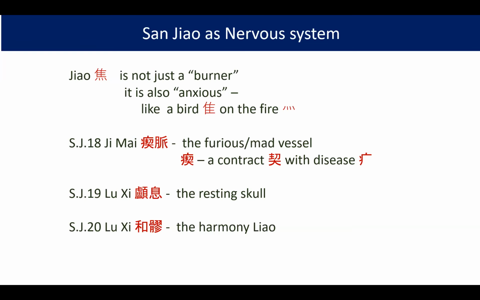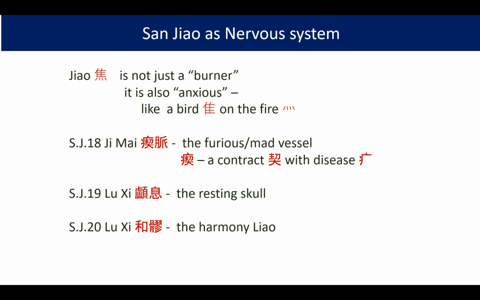Then this idea of the San Jiao. People say the San Jiao is the lymph system, it's a lot of things. One of the things the San Jiao is, it's a representation of, or it affects, the nervous system. The character Jiao, which we say burner, like San Jiao, three burners, doesn't just mean burner. It also means anxious. It's used in different expressions that mean anxiousness, to be anxious.